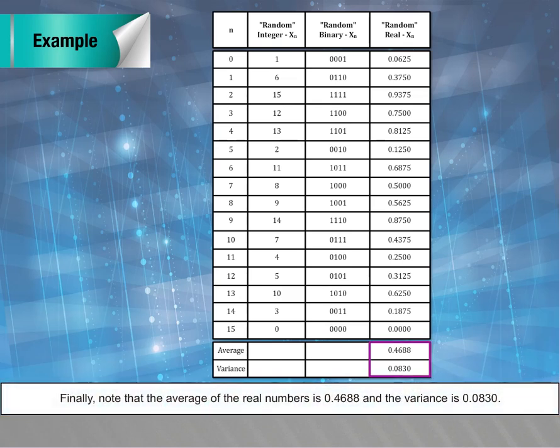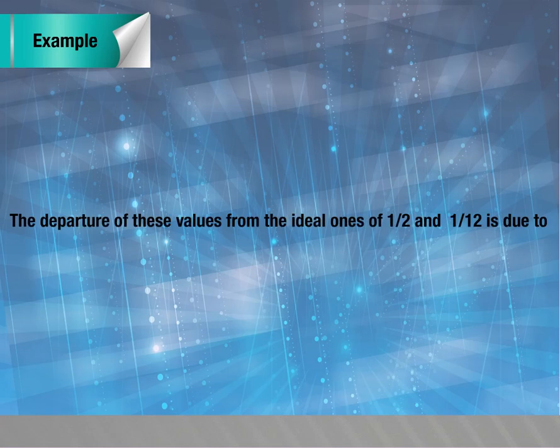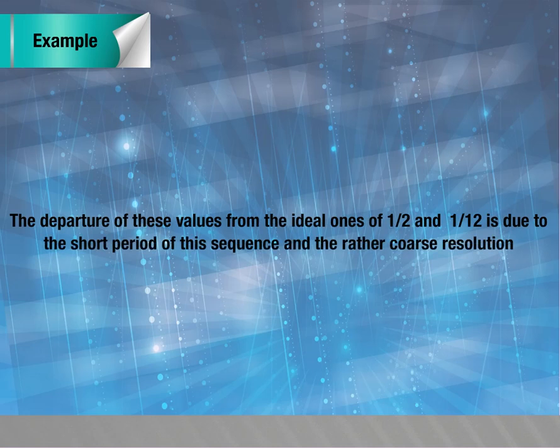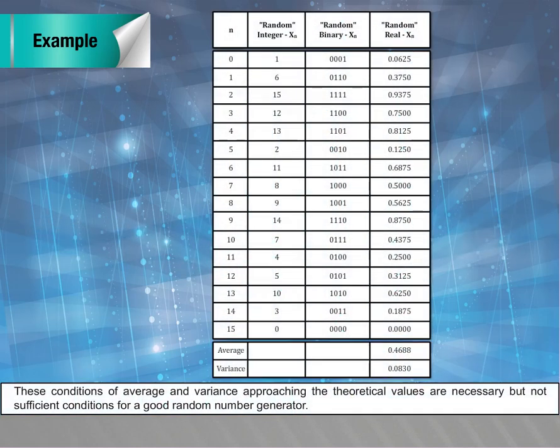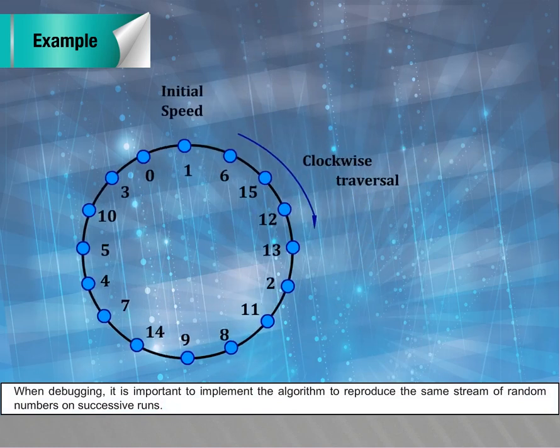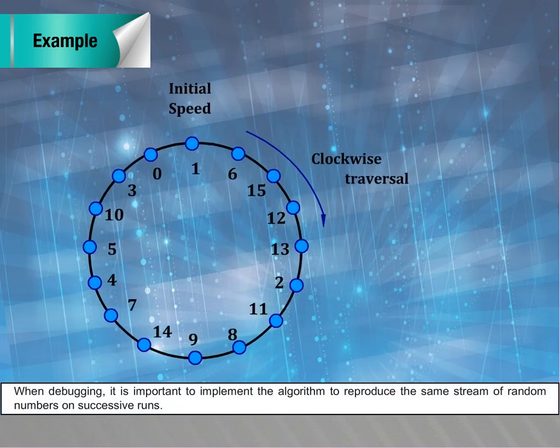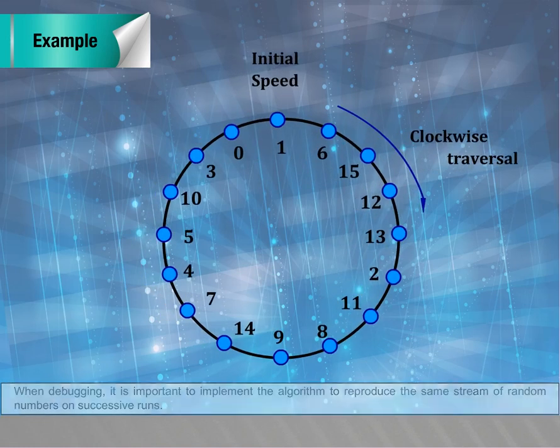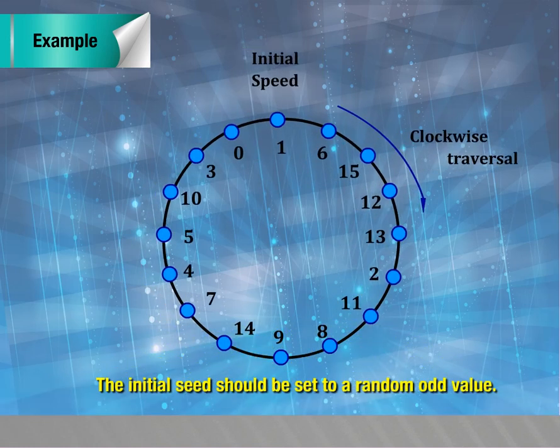Finally, note that the average of the real numbers is 0.4688 and the variance is 0.0830. The departure of these values from the ideal ones of 1/2 and 1/12 is due to the short period of this sequence and the rather coarse resolution of the generated real numbers. These conditions of average and variance approaching the theoretical values are necessary but not sufficient conditions for a good random number generator. When debugging, it is important to implement the algorithm to reproduce the same stream of random numbers on successive runs. The initial seed should be set to a random odd value.